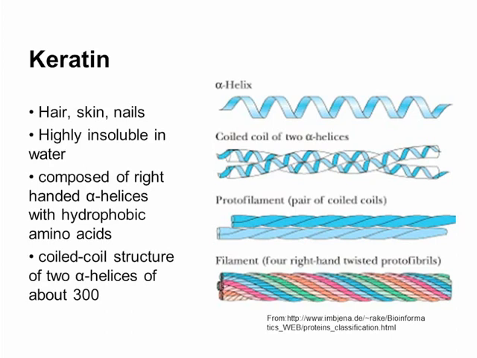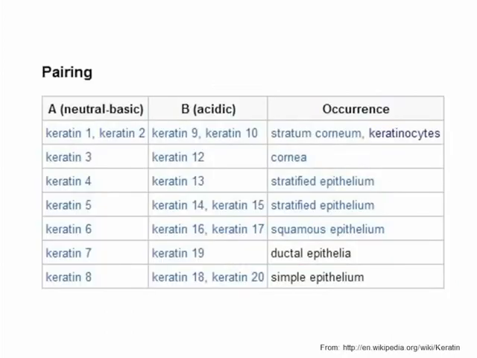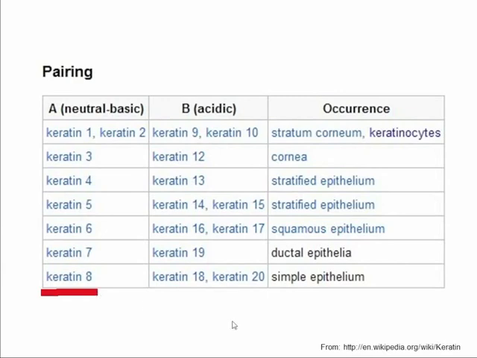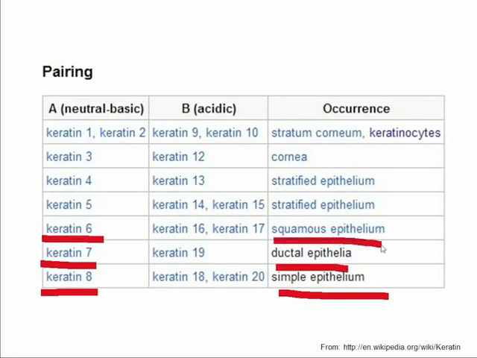Keratins are highly insoluble. They have a filamentous structure. And we see pairs of keratins associated with different forms of epithelia. And here we have keratin 8 associated with simple epithelia, keratin 7 associated with ductal epithelia, keratin 6 associated with squamous epithelia, keratins 4 and 5 associated with stratified epithelium.